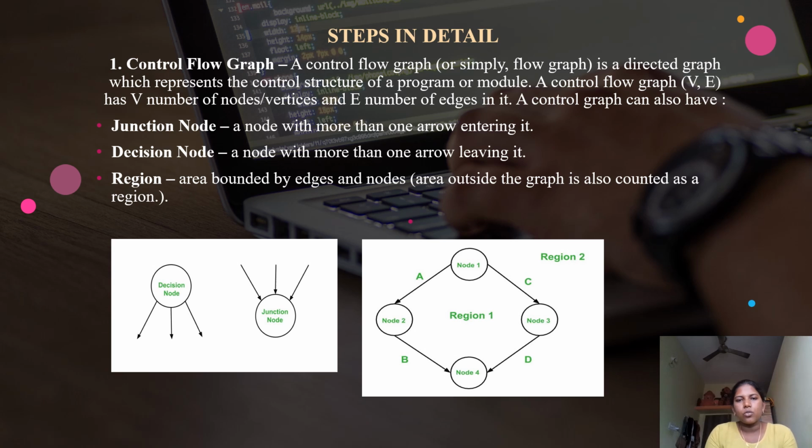A junction node is a node with more than one arrow entering it, and a decision node is one with more than one arrow leaving it. An area bounded by edges and nodes is called a region.